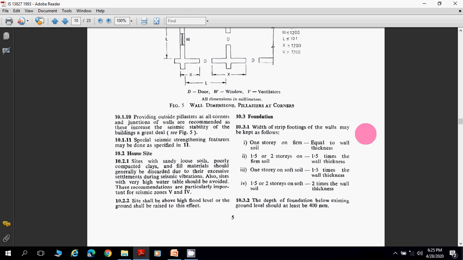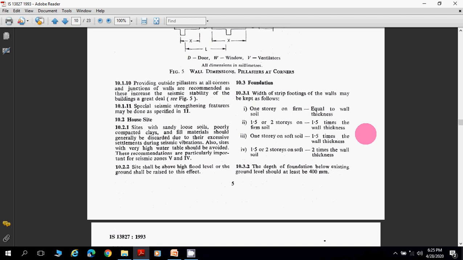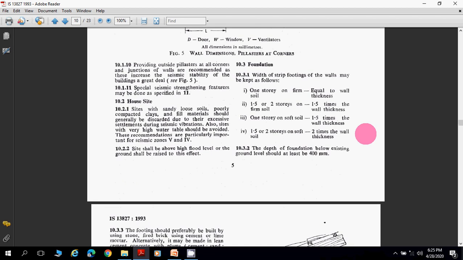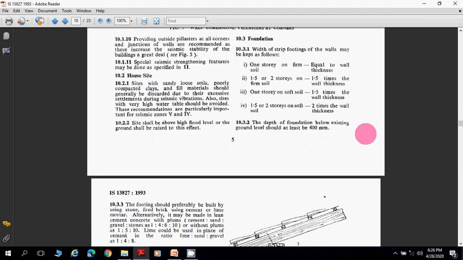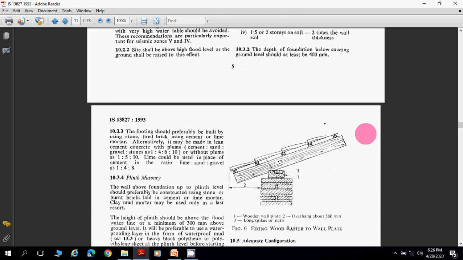So the width of the strip footing of the wall may be kept as follows. If a one-story building is constructed, then the width of strip should be kept equal to the thickness of wall. If a two-story building is to be constructed, then 1.5 times the wall thickness is to be chosen as the width of strip. If a single-story building is constructed but it rests on soft soil, then the width of strip should be taken as 1.5 times the wall thickness. And if a two-story building is to be constructed on soft soil, then 2 times the wall thickness is to be taken as the width of strip footing.